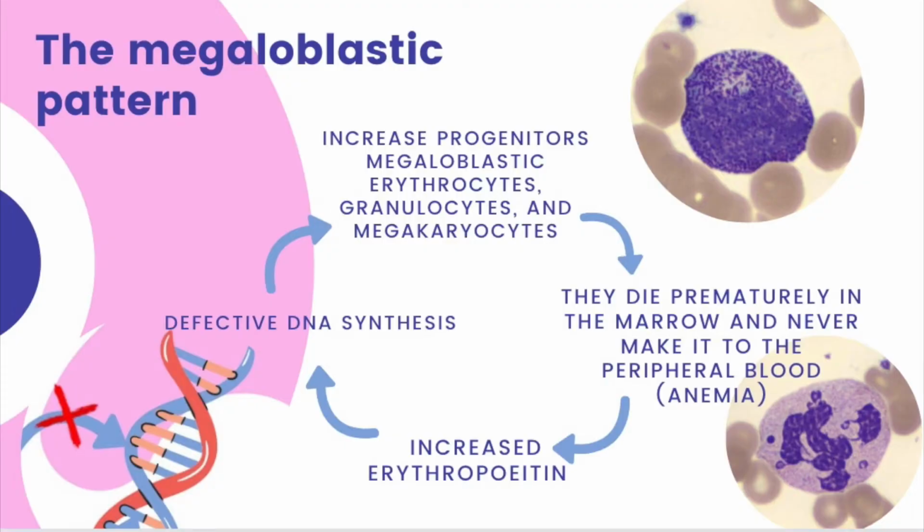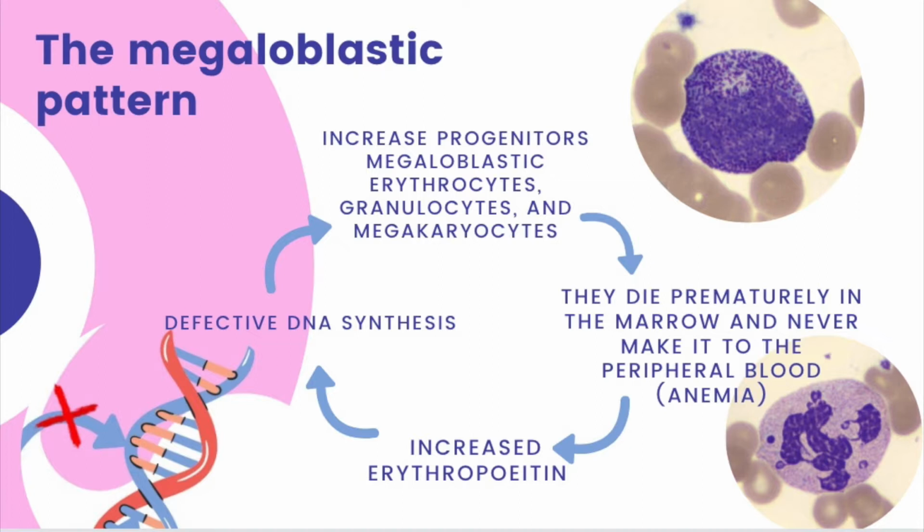But unfortunately, because they have defective DNA, they don't really survive into the peripheral blood, and so they die prematurely in the marrow, and you still have anemia. And so it's like a never-ending pattern of having anemia, increased erythropoietin, increased DNA synthesis and production of blasts and cells, but since it's defective, they don't really get to the peripheral blood.